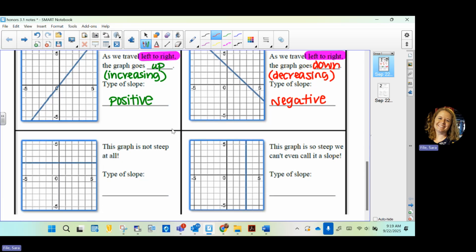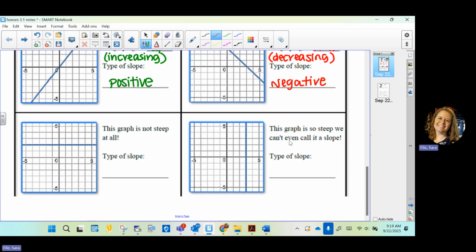Okay, and then the other 2 types besides positive and negative are when you have a perfectly horizontal or vertical line. Okay, when that happens, if your line is horizontal, I'm going to put that in parentheses, horizontal. You have a horizontal line. What does that mean? What is your slope? My slope is 0.